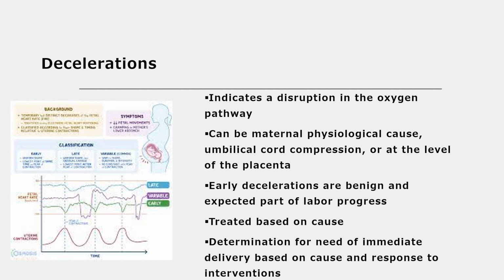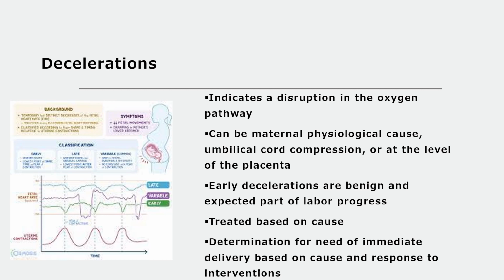Okay, so let's move on to decelerations now. So there's several types, and we're going to go through each one. It does indicate a disruption in the oxygen pathway. We talked about that a little earlier. It can be a maternal physiologic cause, umbilical cord compression, or at the level of the placenta. So early decelerations are a benign and expected part of labor progress. We're actually really happy when we see early decelerations because what do they mean? We're getting close to having a baby.